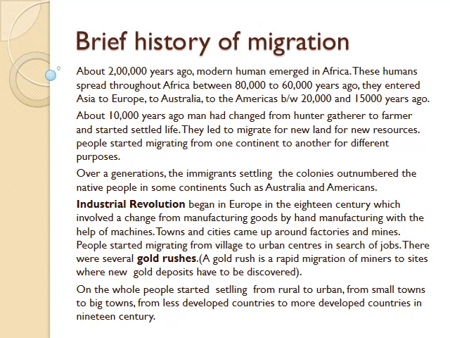There were several gold rushes. A gold rush is a rapid migration of miners to sites where new gold deposits have been discovered. On the whole, in the 19th century people started moving from rural to urban areas, from small towns to big towns, and from less developed countries to more developed countries.